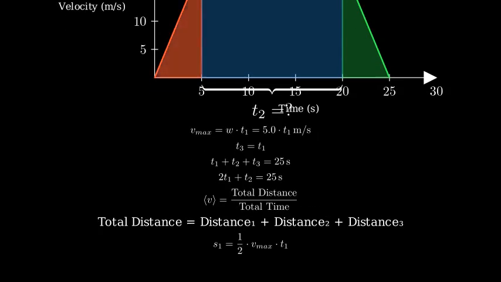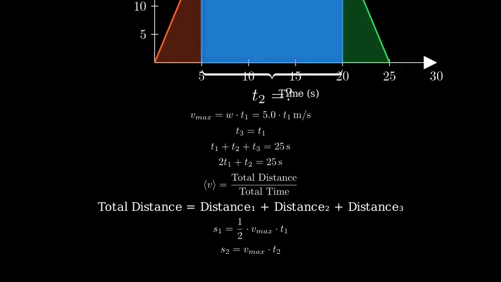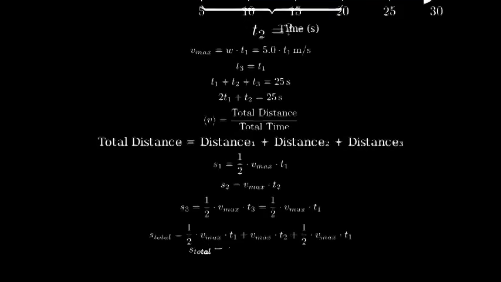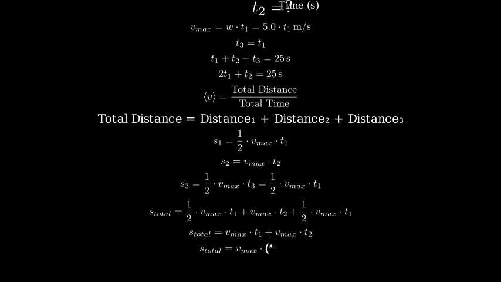For stage 1, the distance is the area under the acceleration curve, 1/2 times v_max times t_1. For stage 2, the distance is v_max times t_2. For stage 3, the distance is the area under the deceleration curve, 1/2 times v_max times t_3, which equals 1/2 times v_max times t_1. So the total distance equals 1/2 times v_max times t_1 plus v_max times t_2 plus 1/2 times v_max times t_1, which simplifies to v_max times (t_1 plus t_2).